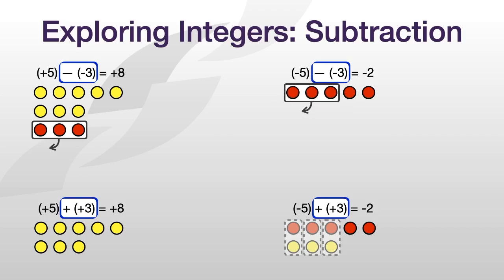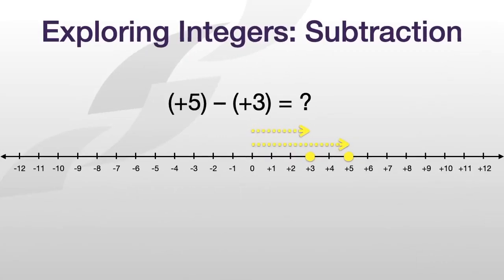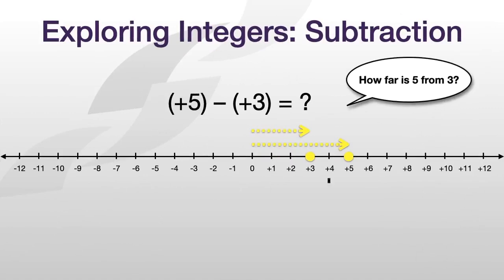A second way to think about subtraction is as comparing or finding the difference. Let's briefly explore this idea. Positive 5 minus positive 3 asks, how far is 5 from 3? 5 is 2 units to the right of 3. The difference is positive 2.